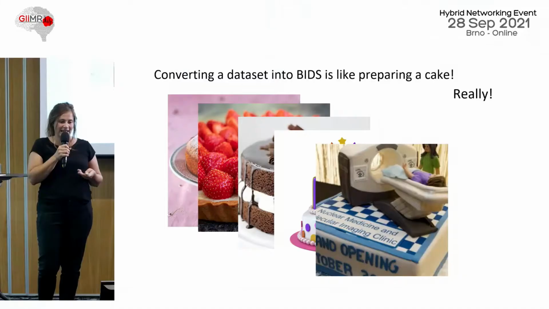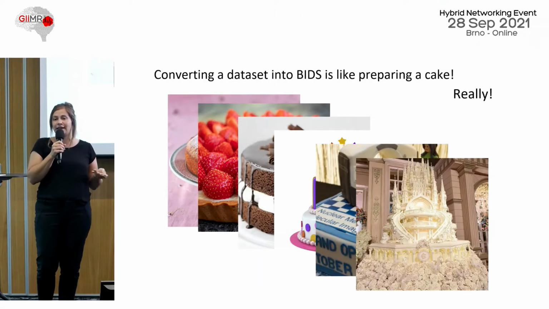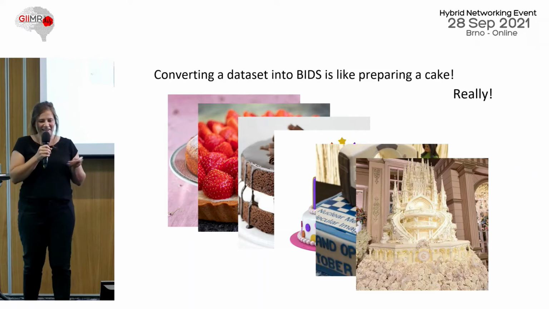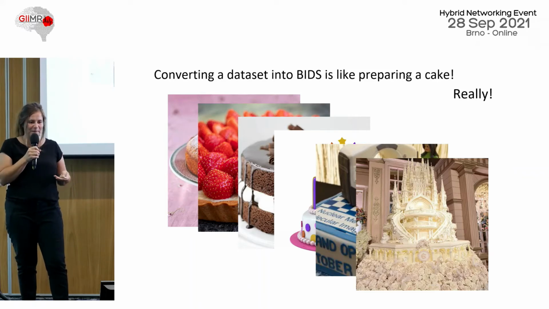So there's a cake. Converting your data set into BIDS is like preparing a cake. Most of you probably might have already prepared this type of cake. It starts with a simple cake. Same with BIDS. It starts probably with an easy data set, one subject, only one modality, not too much data. You can still control it, and you can try to learn how to do the BIDS thing. But after a while, you make it a little bit more complex data sets. And then this is what happens when you start including ASL and PETs. So then it gets very, very crazy.